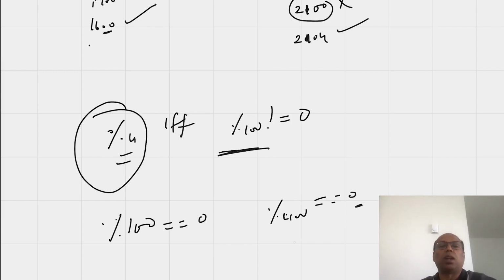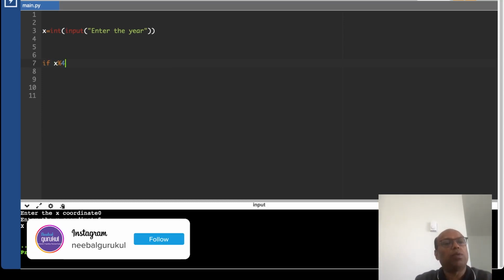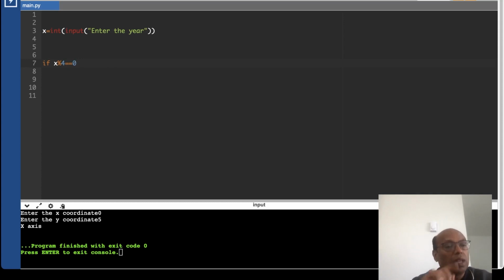Okay, let's see how to write the code. What we said: if the year is divisible by 4, how do you know it is divisible by 4? When I divide by 4, the remainder should be 0. If the remainder is 0, it's not enough. You need to check, because this condition cannot be applied for a year divisible by 100. Therefore, x modulus 100 should not be equal to 0. If both conditions are satisfied, it is a leap year, right?